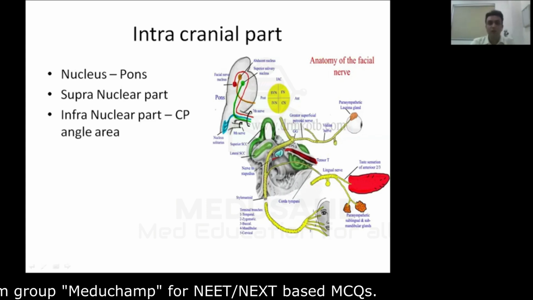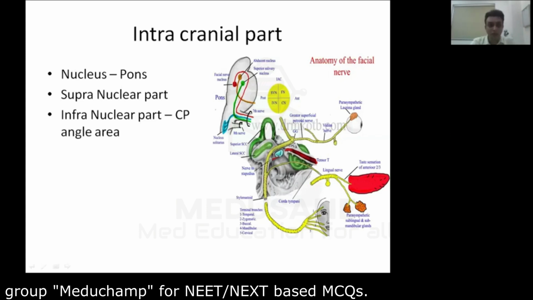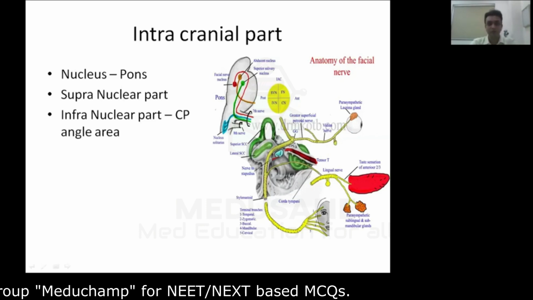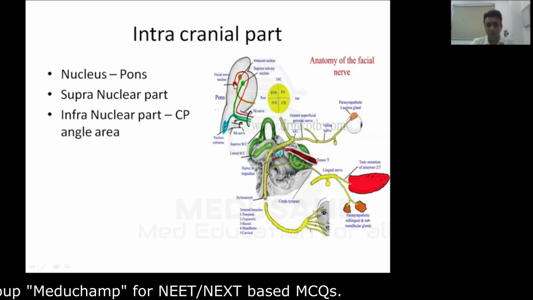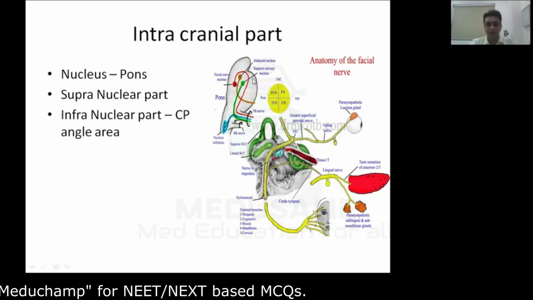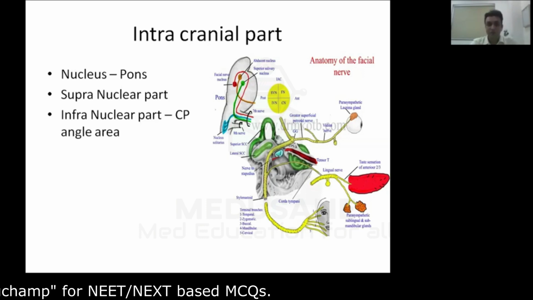In the intratemporal part and extratemporal part, it is only the infranuclear part of the nerve which goes there. Fine, we understand this much. Now, the nucleus in the pons is located near the nucleus of the abducent nerve and also near the superior salivary nucleus. The infranuclear nerve that leaves the nucleus takes a turn around the abducent nerve nucleus and superior salivary nucleus. Then this nerve becomes the infranuclear part of the nerve. Okay, fine. Where does it go then? That we will see.